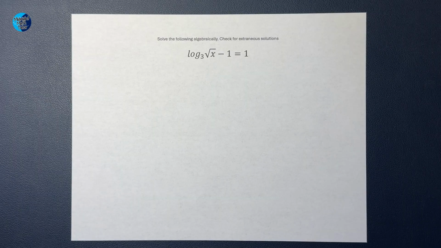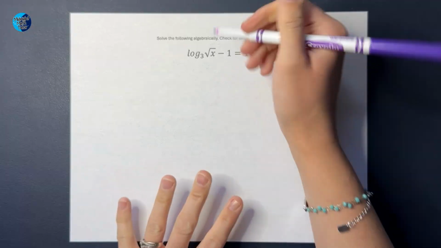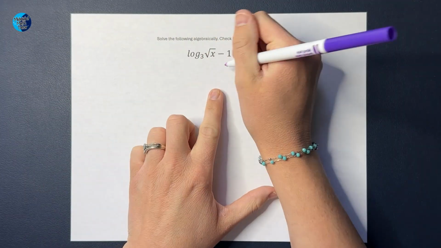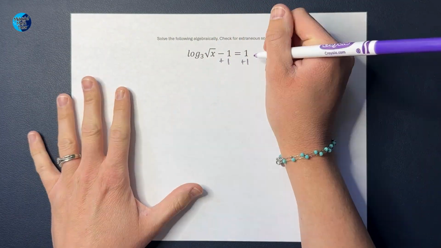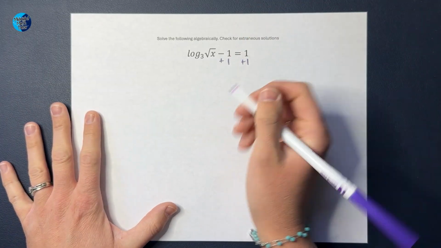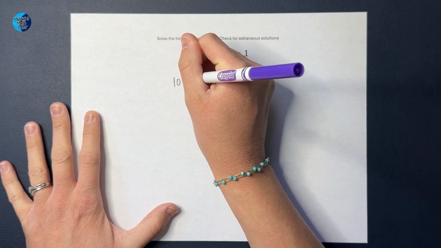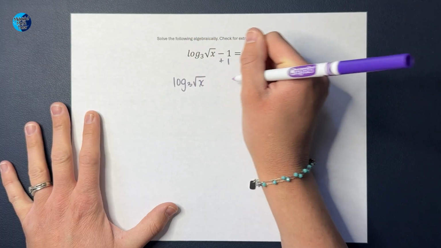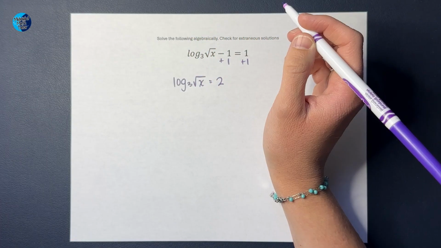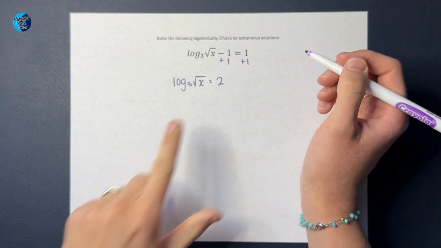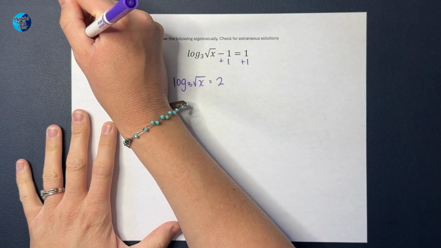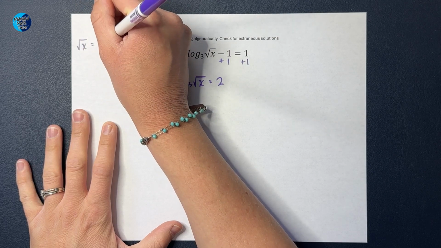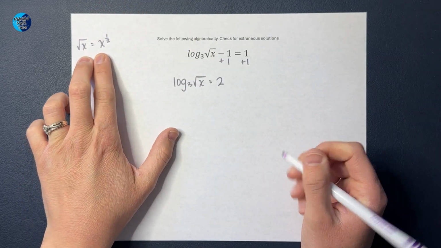All right, friends, on this one, I have a square root. We will talk about what we're going to do with that. First thing I'm going to do is to get the x by itself. So we're going to add 1 to both sides. So I get log base 3 of the square root of x equals 2. If you need an exponent review, I'll link one in the corner. But the square root of x can also be written as x to the 1/2 power. Those are the same thing.